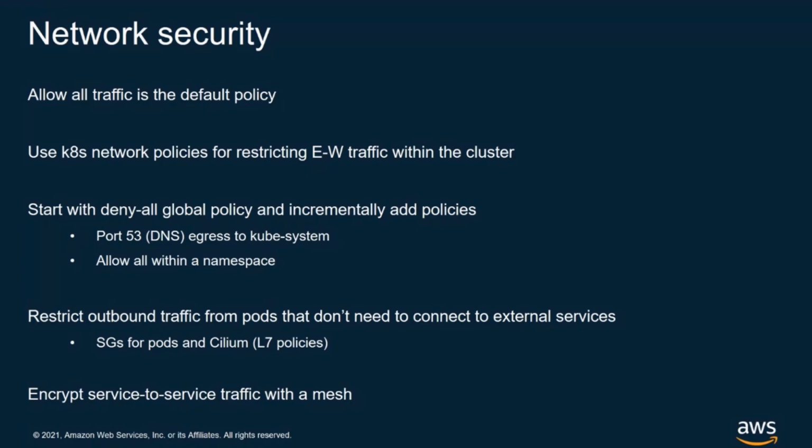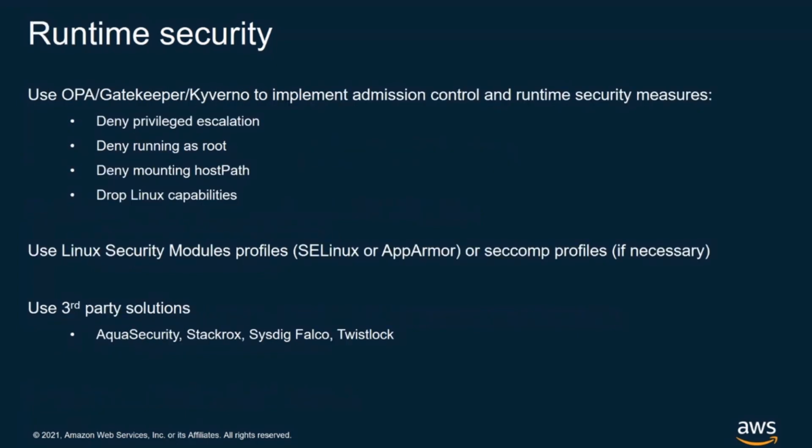controls through Cilium, which is another network CNI that has support for layer 7 policies. Another option available is to assign security groups to your pods. With that, you'll be able to control the traffic between services within the cluster and services within your VPC. Finally, we recommend using encryption between service-to-service traffic using a service mesh like App Mesh.